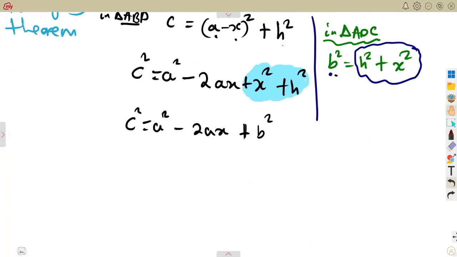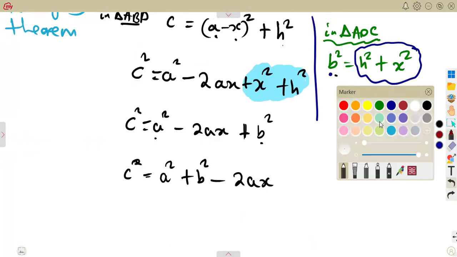A squared plus b squared. We have it here. So c squared is equal to a squared plus b squared minus 2ax. This is what we have. Minus 2ax. This part is the one that is not on our formula here.